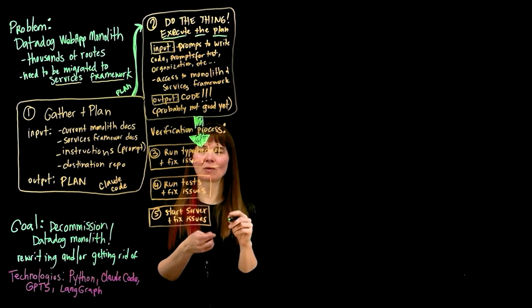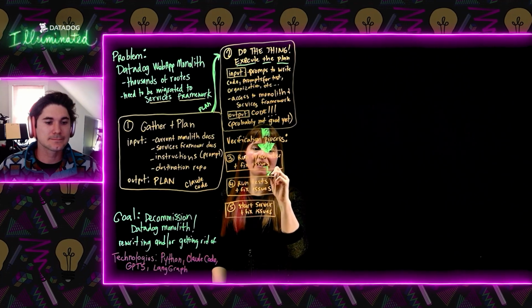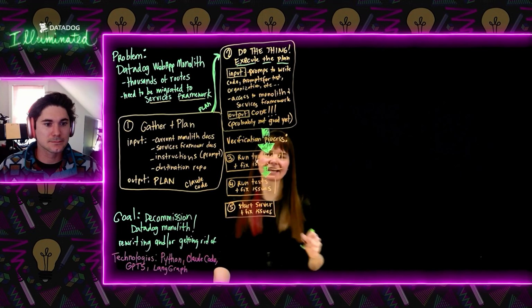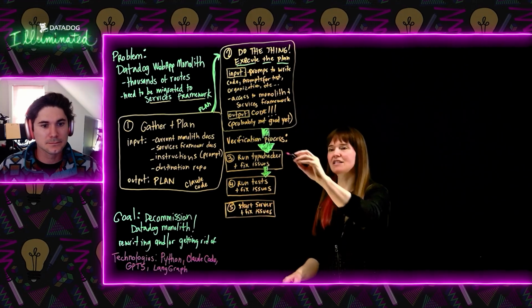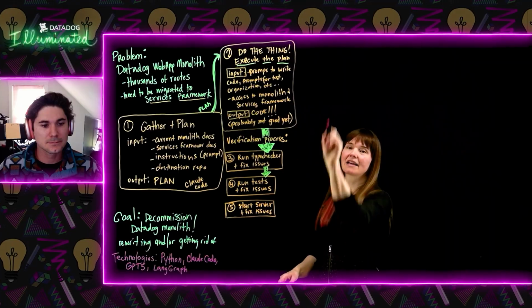So you said run type checker and fix issues. And so once that's done, it runs the tests and fixes issues. But if the tests don't pass, you said it cycles through these. Like, is this going to go until it passes and this is going to go until it passes, or does it go back and write code again?